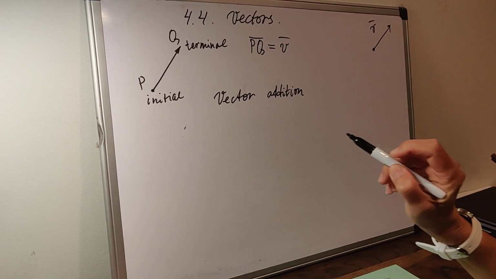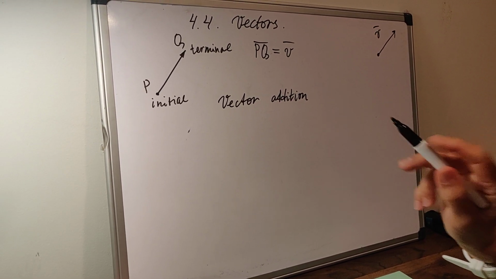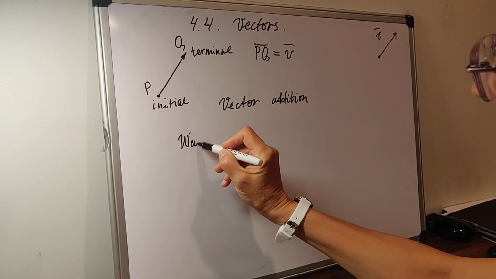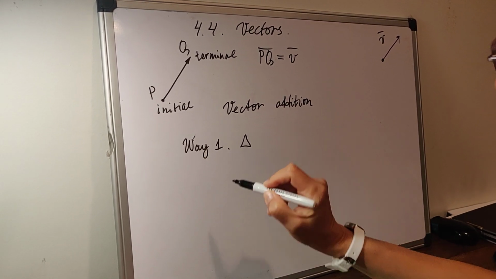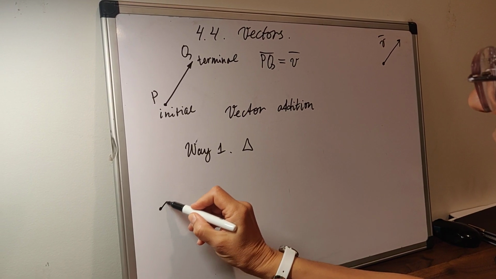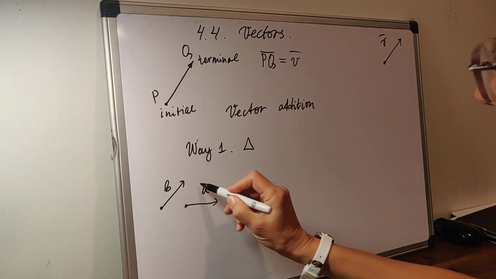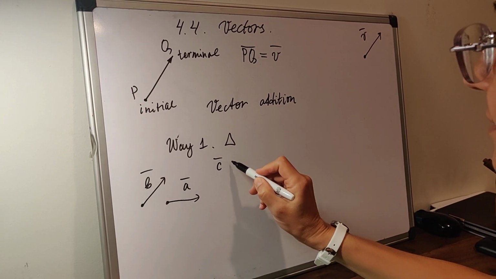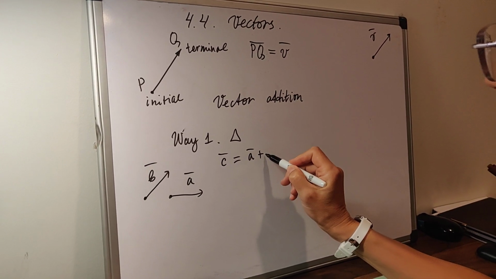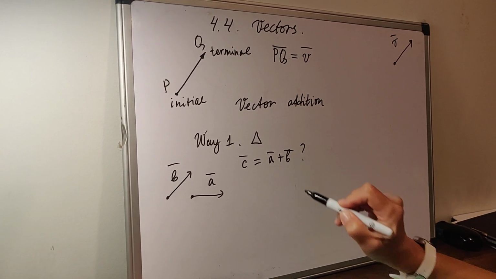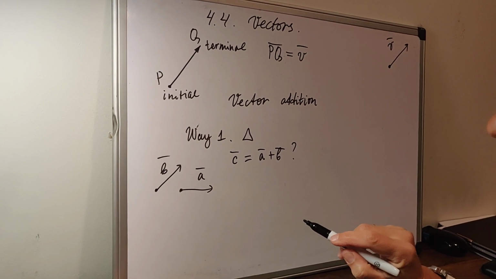To add two vectors, we have two ways to do this. Way number one is going to be the triangular way. For example, somebody gives you vector B and vector A, and they're asking you, what is going to be vector C, which is equal to vector A plus vector B? What is going to be vector C? Okay, what are we going to do?